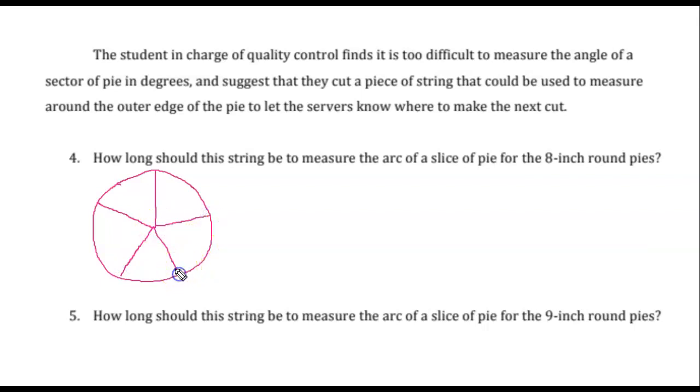All right, so this is our 5 equal pieces. We said it was an 8-inch diameter, so each of these radii should be 4. And we want to know, what should this piece of string be? We want to be able to lay the string along the outside of it, and it's going to cut it into 5 equal pieces.